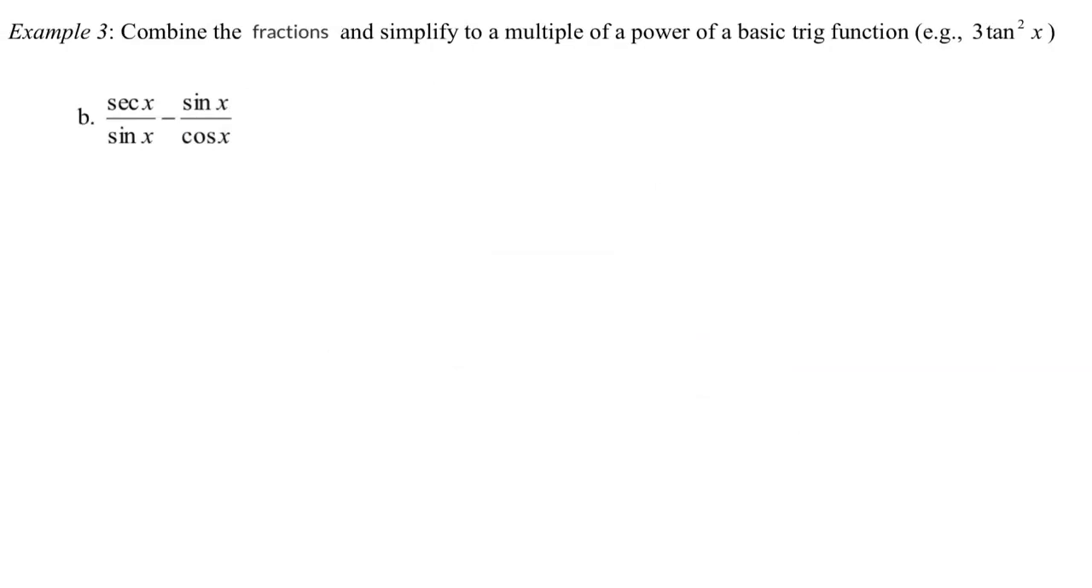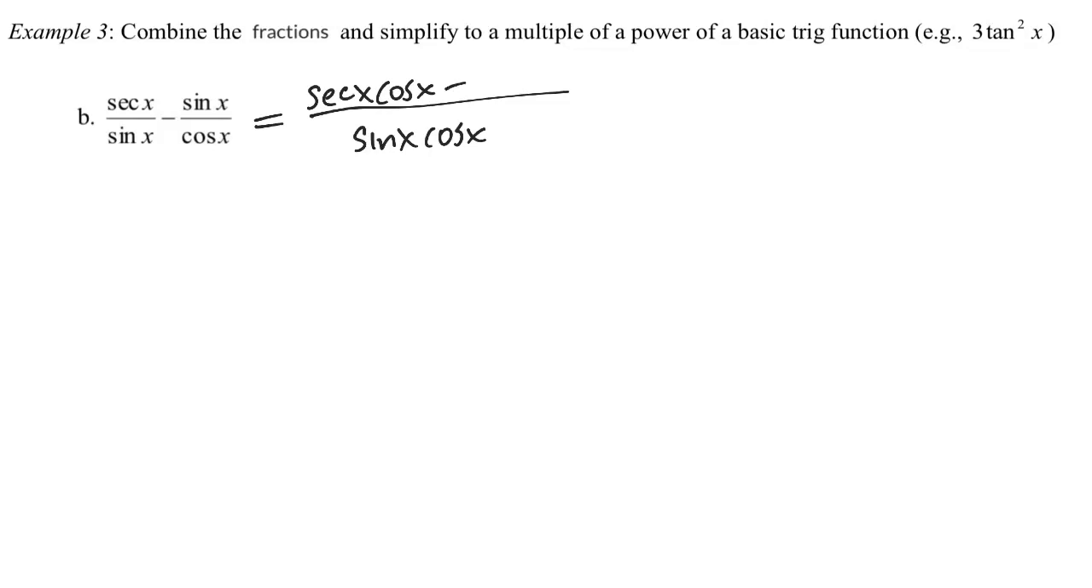Okay, we want to follow the same directions here, combining the fractions and then simplifying to a multiple of a power of a basic trig function. And so I'm going to start by finding a common denominator, and so that's going to be sine x times cosine x. The first fraction has sine x, it is missing cosine x, and so we're going to multiply that numerator that's already there by the part that's missing from the denominator, which is cosine x.